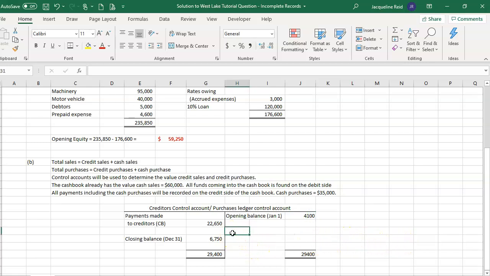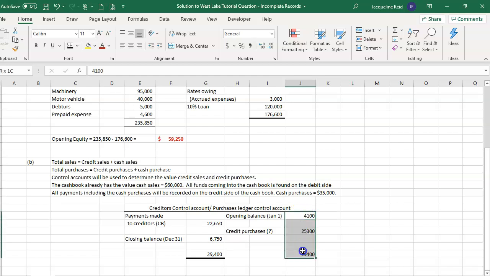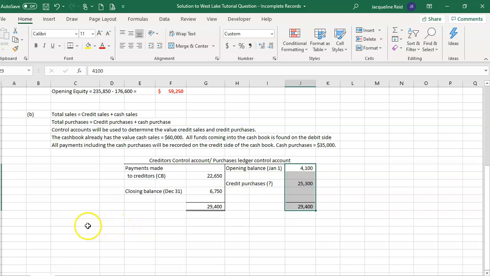So it means therefore that our credit purchases must be that figure to balance off the credit side. So let me do that. 29,400 minus 4,100. So it means that my credit purchases figure is $25,300. So now I can complete my total purchases figure.